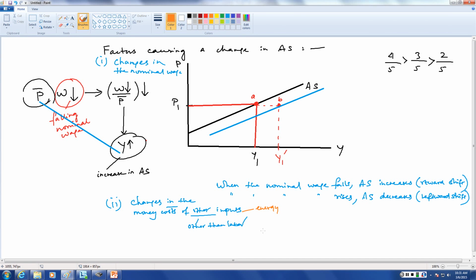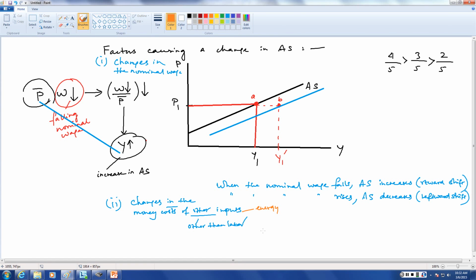Now, let me ask you a question from way back. What would happen to the farmer's supply of wheat if the cost of fertilizer rose? Do you remember that type of question? The farmer would supply less wheat, wouldn't he? Because fertilizer is an input in the production of wheat. And we know that when the cost of raw materials rise, there is a decrease in supply. So we are now talking about these other raw materials that are, in a sense, universal, like energy. Right? So that is our second factor that causes a change in aggregate supply. Changes in the money costs of other inputs.